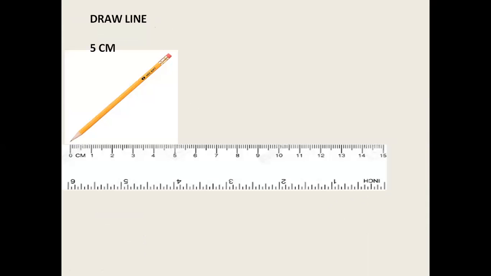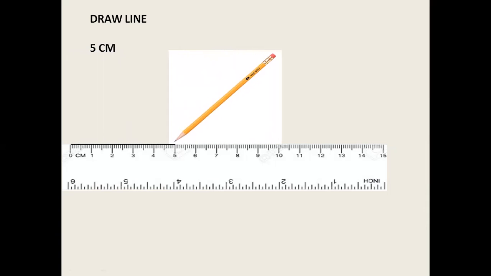And if you want to draw a line, like you have to draw a 5 centimeter line, you just hold this scale with one hand and draw the line 0 to 5. Okay, so this is a 5 centimeter line. I think you understand now how to draw a line and how to measure a line.